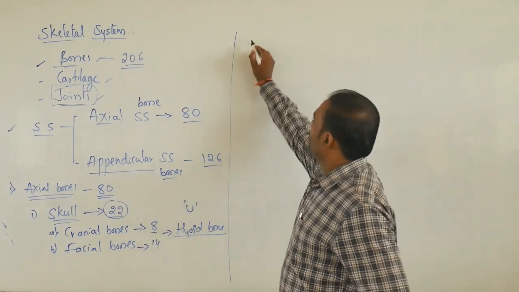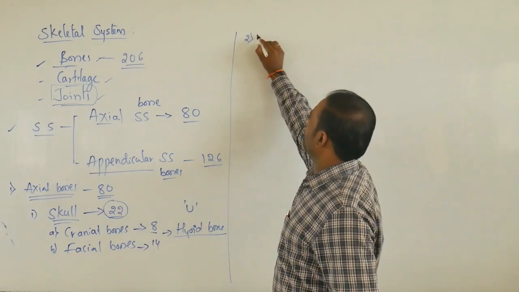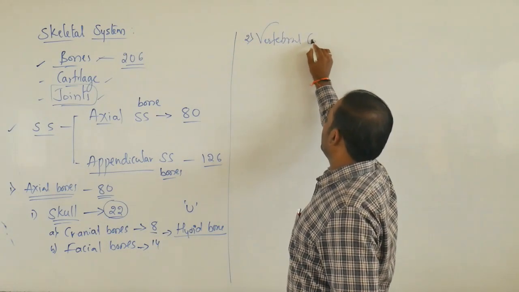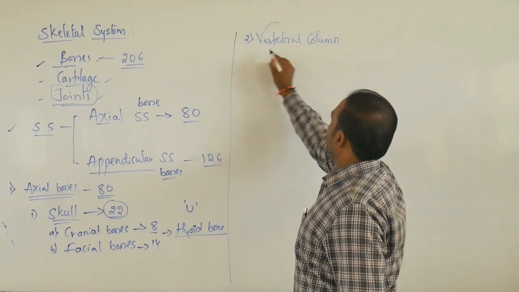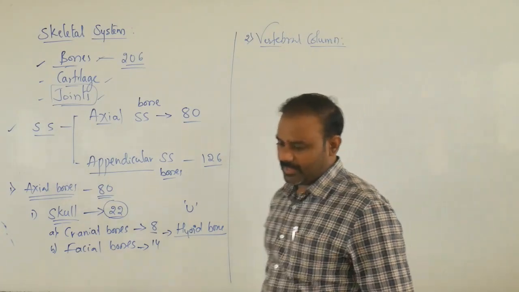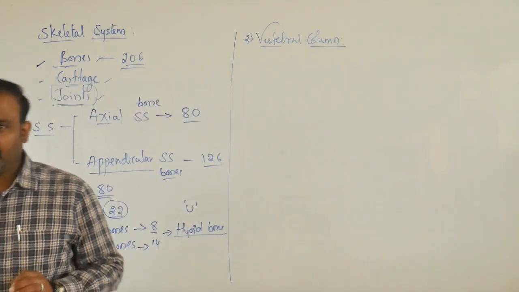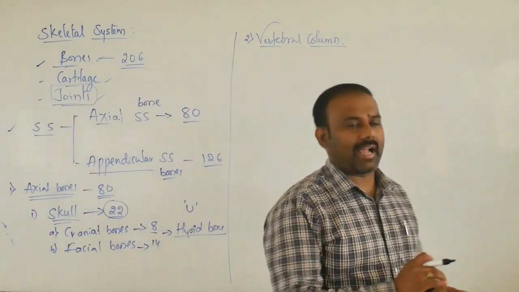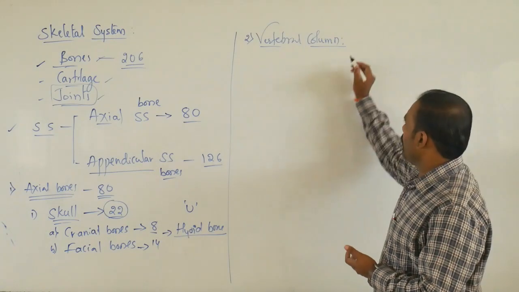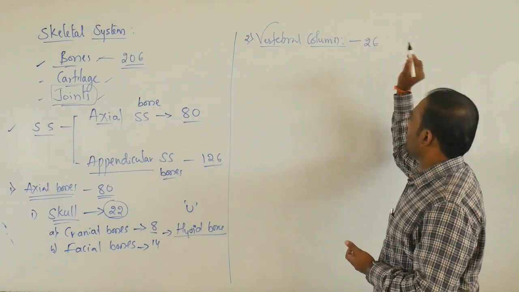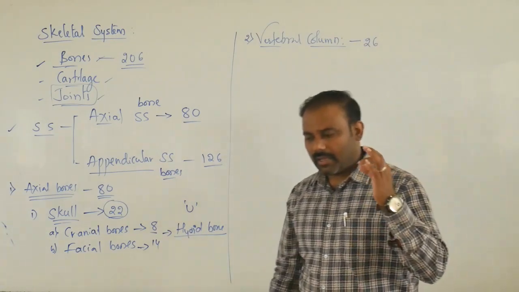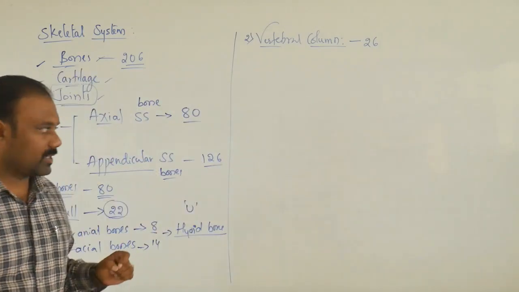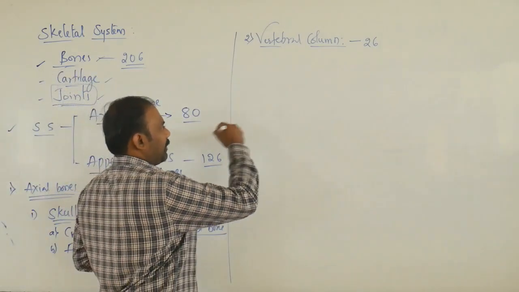Second one. After skull, second one we will be having vertebral column. We can call it as backbone. Yes or no? Simply called as backbone. And this backbone is made up of 26 bones. Remember the word vertebral column. Again, it is made up of 26 bones. So what are those 26?